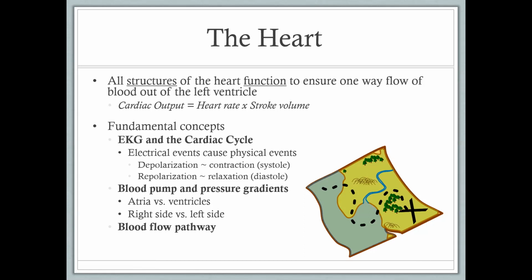So when you are reading this chapter and you get to a concept that you are struggling with, that you just want to throw your book against the wall, that you want to give up, that you're questioning, I don't know what this structure does, I don't know why it's here, I'm just having a hard time understanding this topic, you always come back to this sentence. All structures of the heart function to ensure one-way flow of blood out of the left ventricle. So if you ever get lost, you say to yourself, how does this structure function to ensure one-way flow of blood out of the left ventricle?